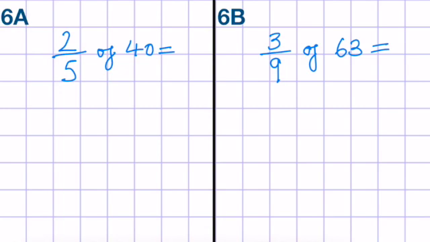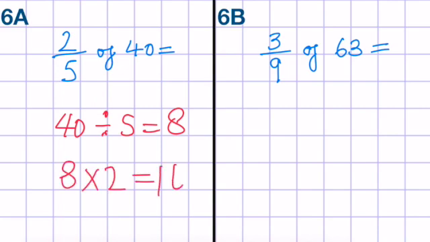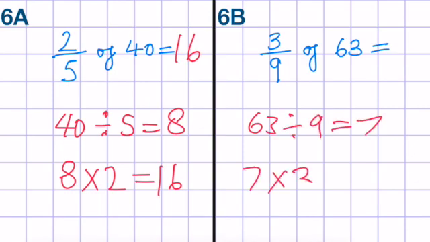I'd like you now to find 2/5 of 40 and 3/9 of 63. Press pause and then we'll do it together. Okay, so we need to divide by the denominator. 40 divided by 5 equals 8. And now we multiply by the numerator. So we do 8 times 2, which is 16. Next, we're going to do 63 divided by 9, which is 7. And then we do 7 times 3, which is 21.